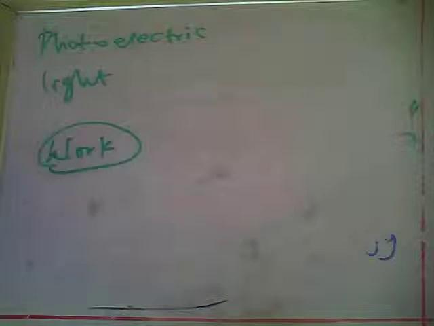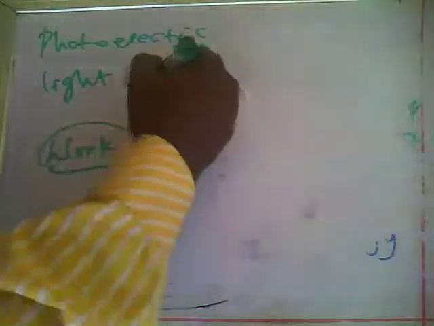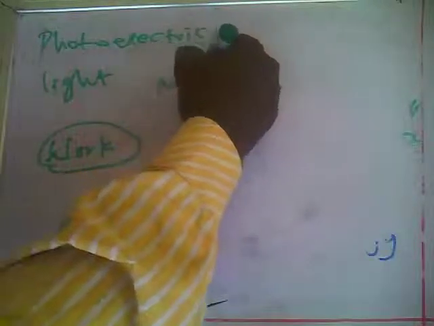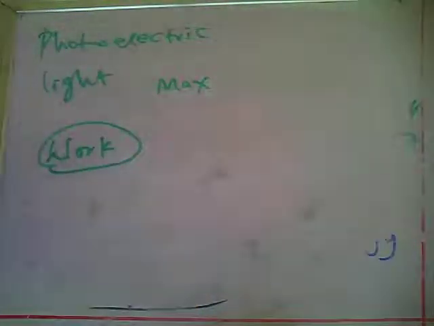Now, frequency of the beam, yes. The frequency of that light can only determine the maximum kinetic energy of the electrons. It cannot determine the number of photoelectrons ejected. So the number of electrons ejected will be determined by the intensity of the beam.